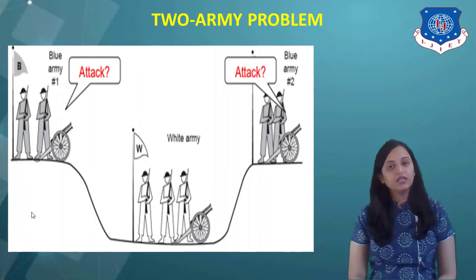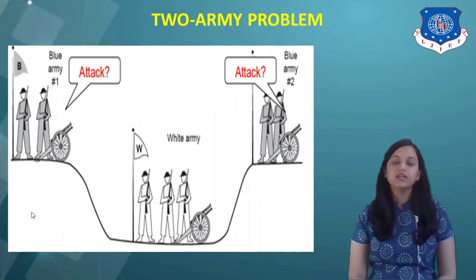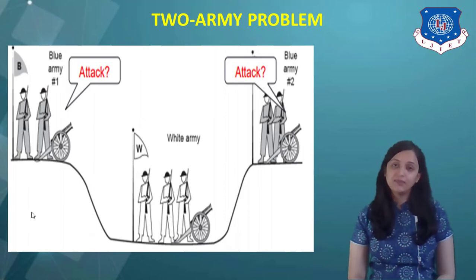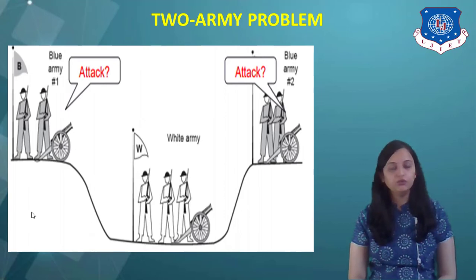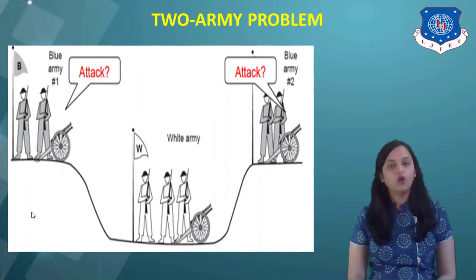The second case scenario is that the acknowledgement is received, but at that time blue army 1 is not ready and they want to change the schedule. They will send the message saying that we have to shift the time from 9 AM to 9 PM. And if this message is not received at blue army 2, they will attack and the worst case scenario will occur. So these possibilities of receiving or not receiving the data or acknowledgement may happen, which is called the two-army problem.